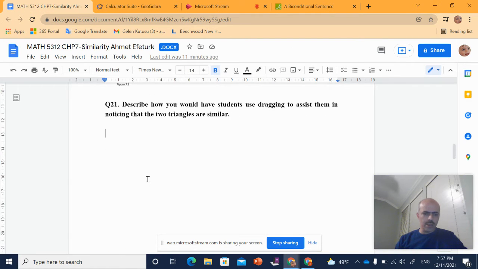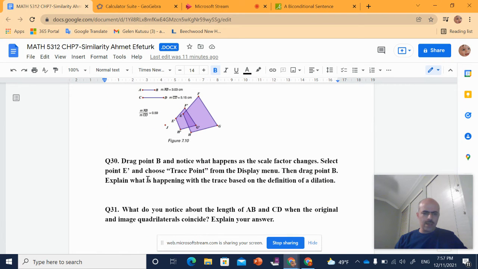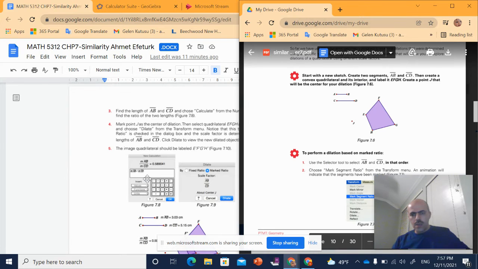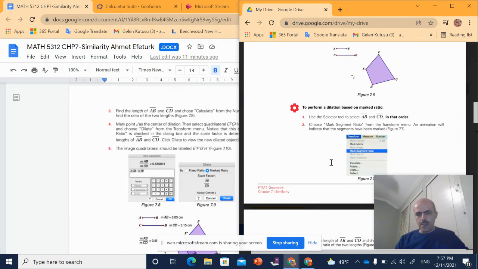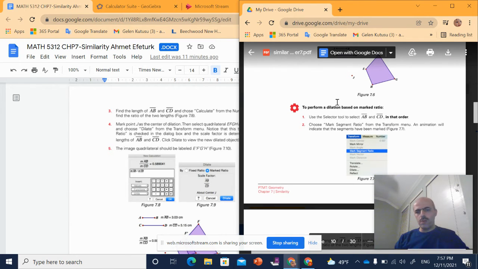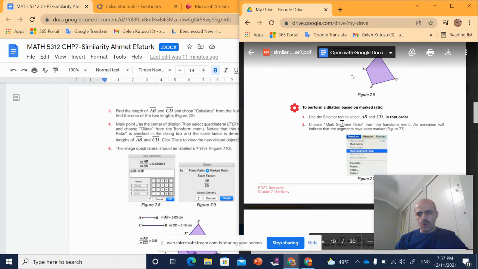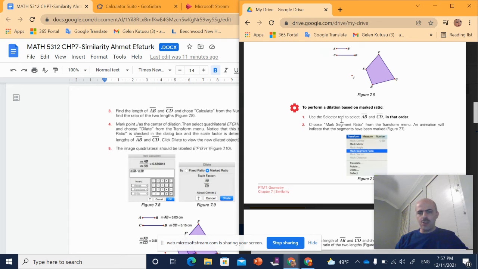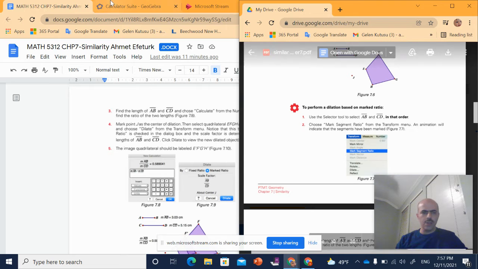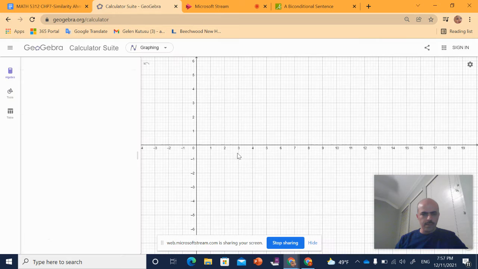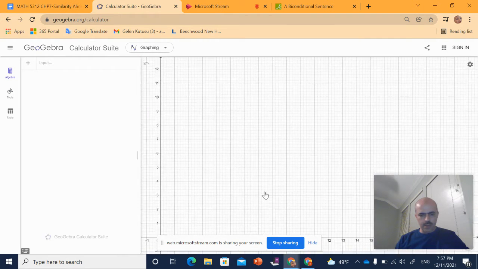So what is the next question? The next question is something related to this, and if we see the question here, it is something related to dilation based on the mark ratio. So what we will do, we will have 2 points, AB and CD, I mean two line segments, and their ratio will be the ratio of the sides of our image and pre-image according to the dilation. So we can just clean it and bring it here, something like this.